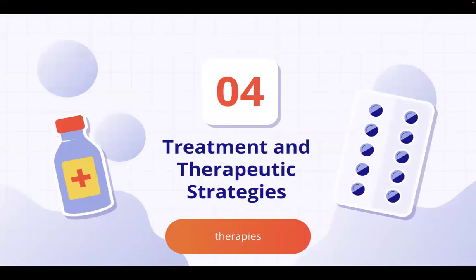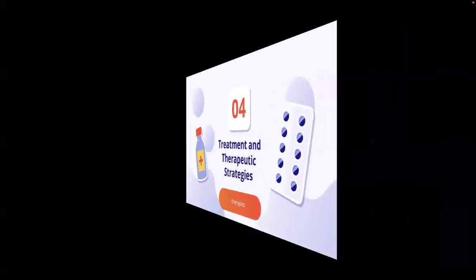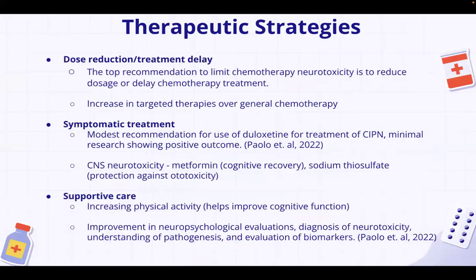All right, and now that we've discussed the consequences of the neurotoxicity of chemotherapy, we'd like to move into the treatment and therapeutic strategies, so various therapies that can be used. Therapeutic strategies as of right now are pretty limited as research is not that far advanced, and neurotoxicity is especially hard to point out and treat, often because it can be masked as normal cancer symptoms as well.